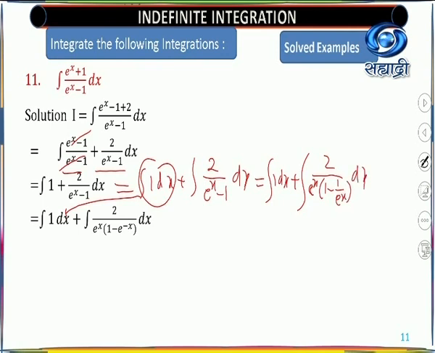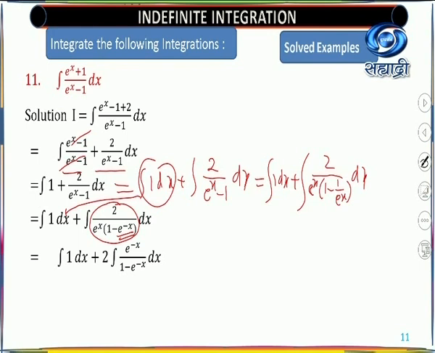But what is 1 upon e raised to x? 1 upon e raised to x is e raised to minus x. So this way you got here e raised to minus x dx. Immediately, what is the integration of dx? Integration of dx you will get x. But what about this complete term? For this you need to take 2 outside.